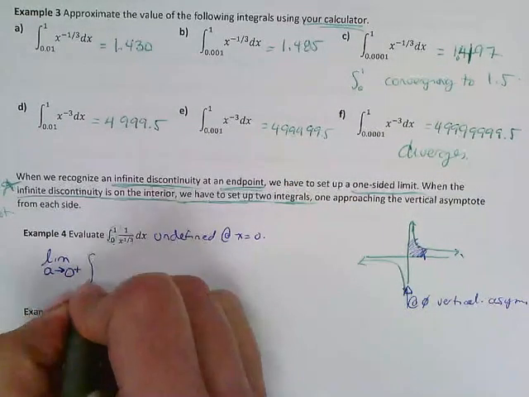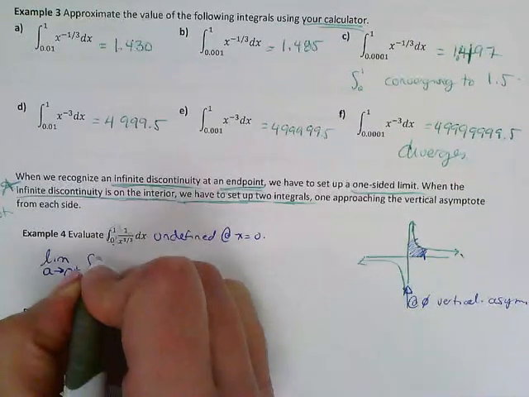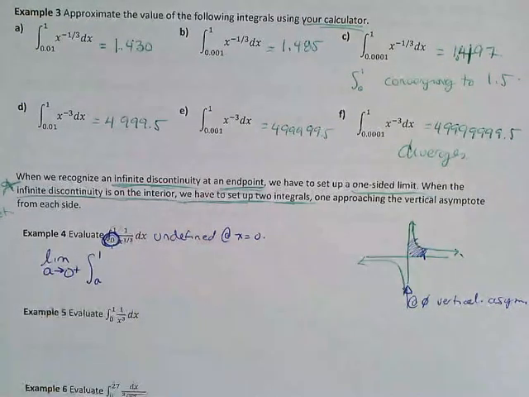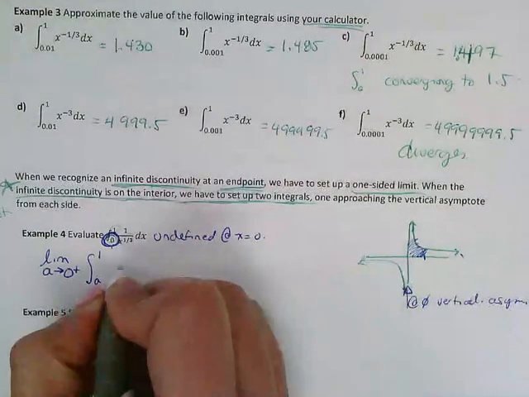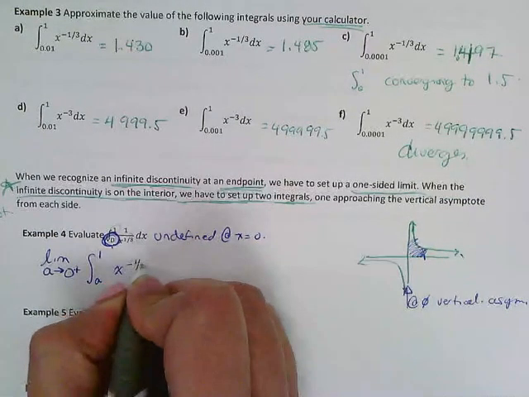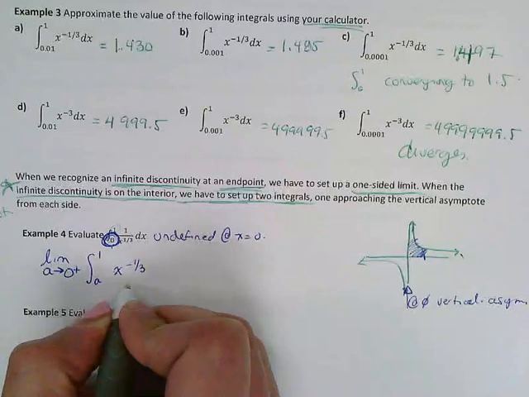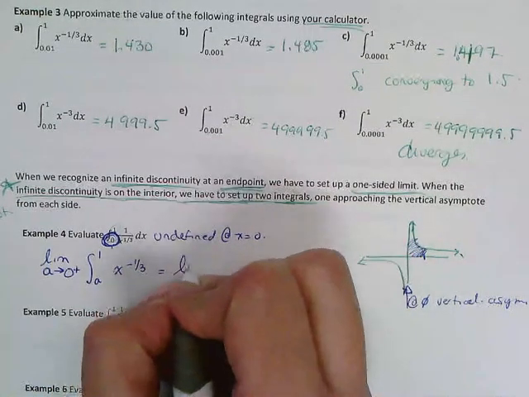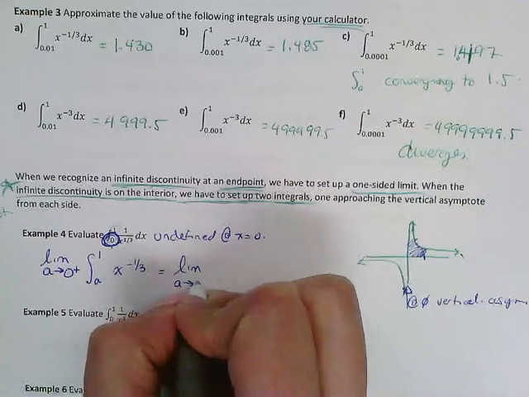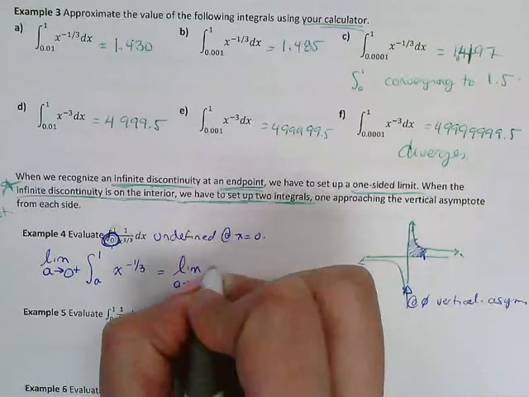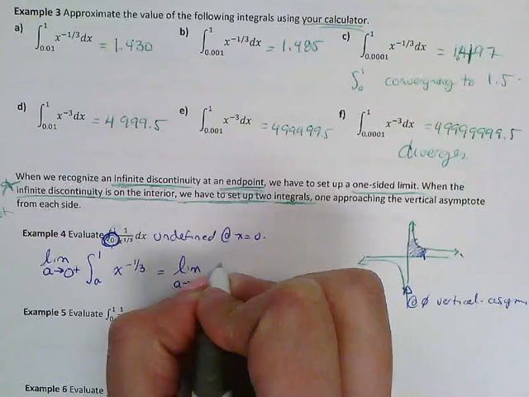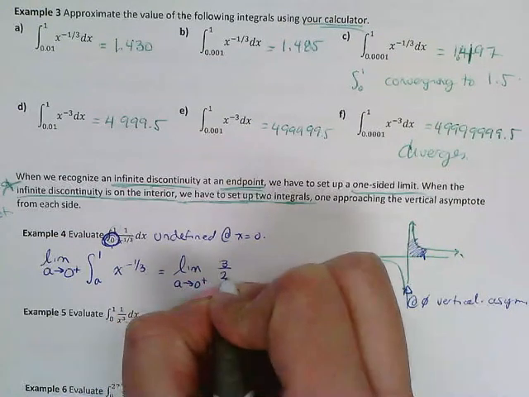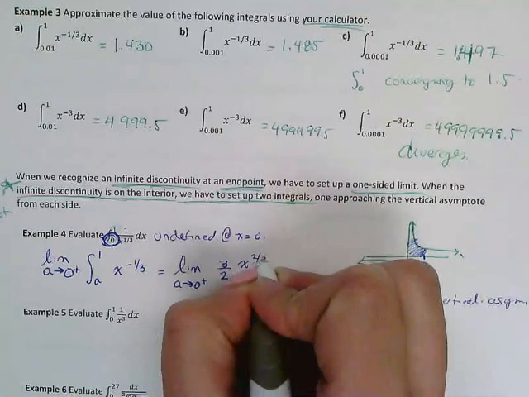And then you set this up from a to 1 because that is making it improper, of x to the negative 1/3. The reason why we write it like this is because it's easier to find the integral. So then this becomes the limit as a approaches 0 from the right of 3, so 3/2 x to the 2/3.